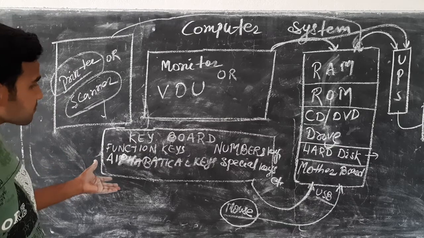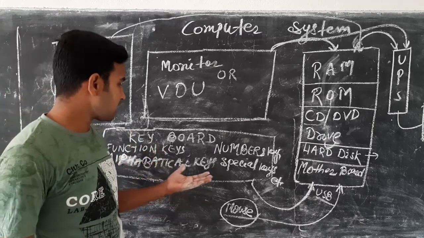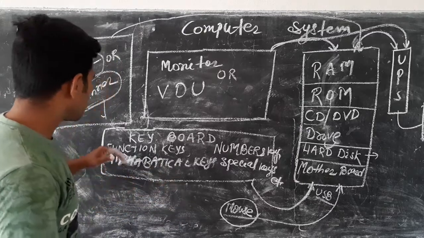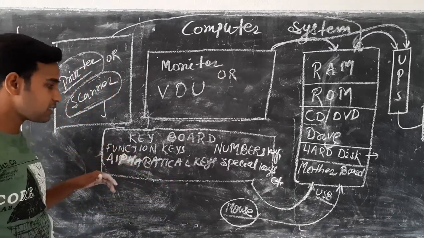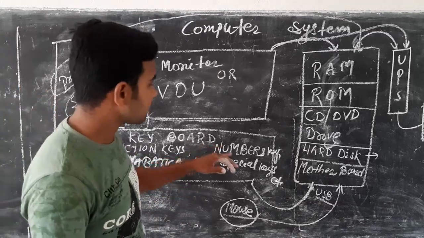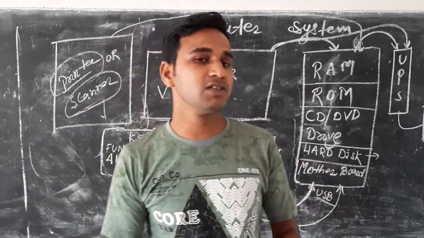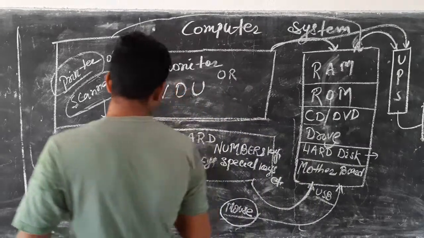Keyboard is an input device and it has many keys, so it is divided part-wise. First is function keys, second is alphabetical keys, third is number keys, special keys, and next arrow keys also, and many more keys also. So we have learned this one.